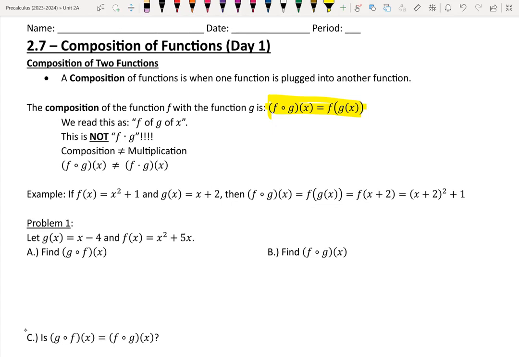I personally like using the parentheses better, but we want to be able to know that they mean the same thing because they will be used interchangeably either by the book, by College Board, or by me. But I do prefer using the parentheses better. Now this is read as f of g of x. This is not a multiplication problem. The composition does not equal multiplication. So that little open circle does not mean times. If it's a dot, then that's multiplication. But the open circle means a composition.